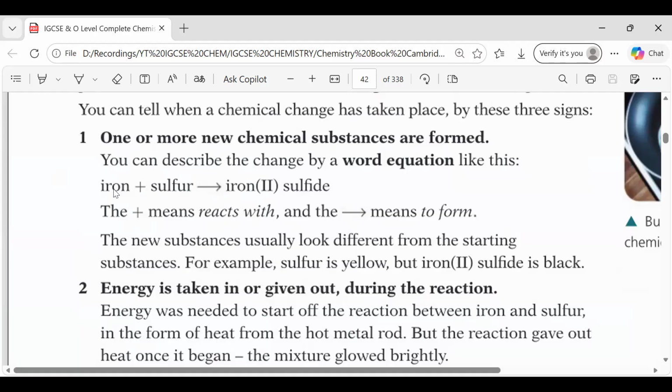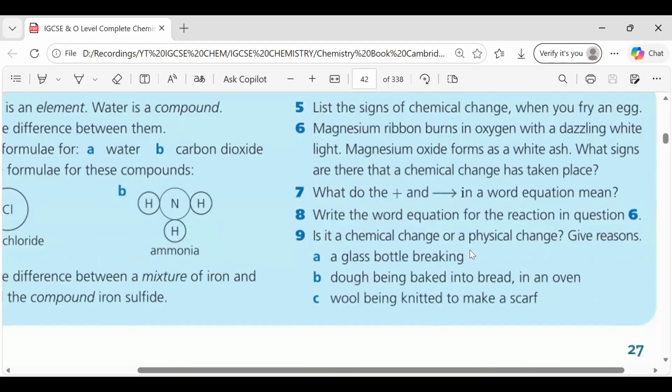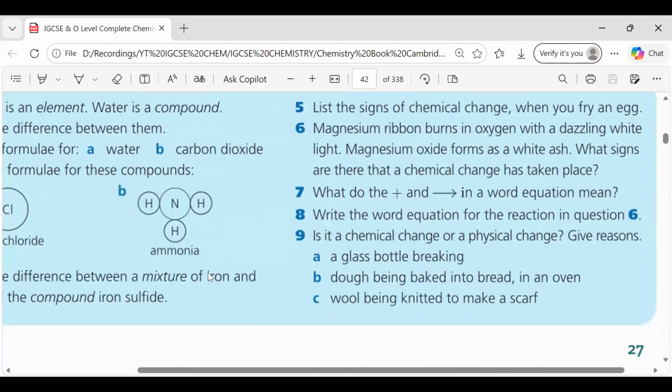You see, iron is reacting with sulfur to form what? Iron sulfide. Yes, this plus sign means react. Iron is reacting with sulfur, and this arrow means to form. Right? Okay, then next, write the word equation for the reaction in the given question number 6. Can you do this? Do this after the class.